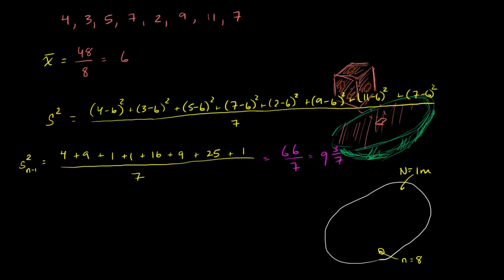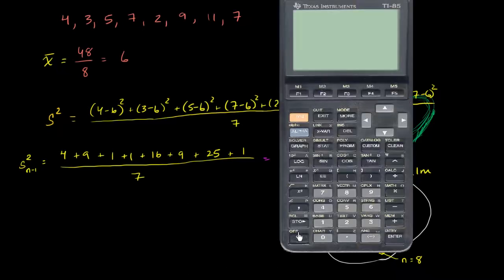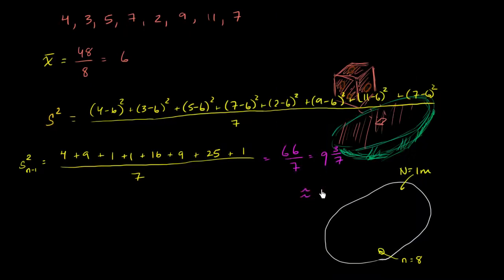Or if we want to write that as a decimal, I can just take 66 divided by 7, which gives us 9, I'll just round it. So it's approximately 9.43. Now, that gave us our unbiased sample variance.